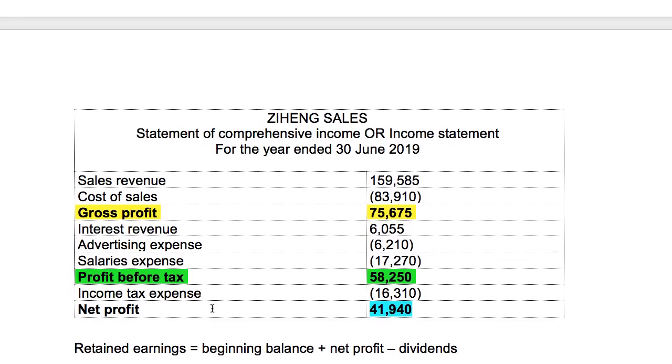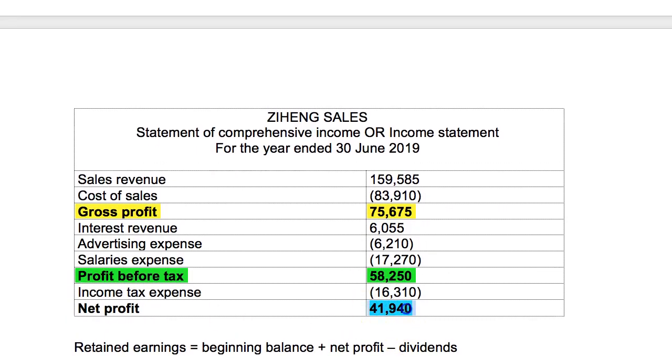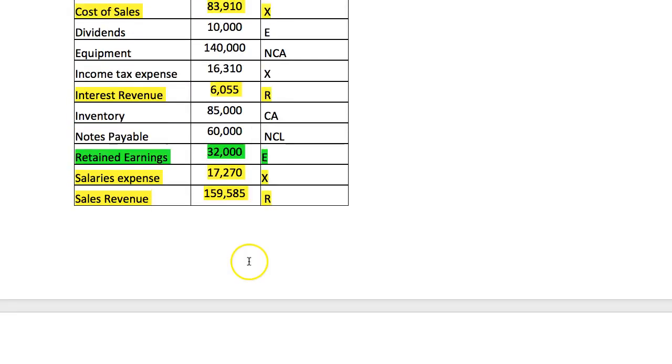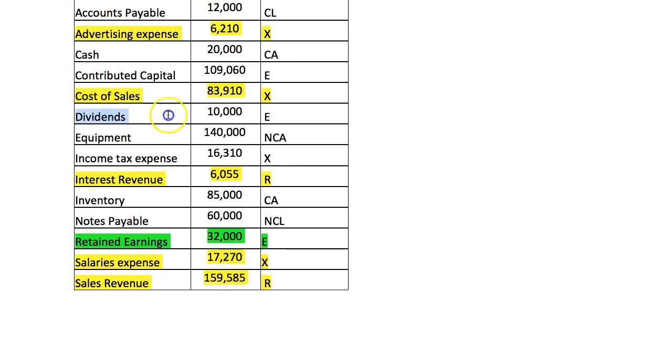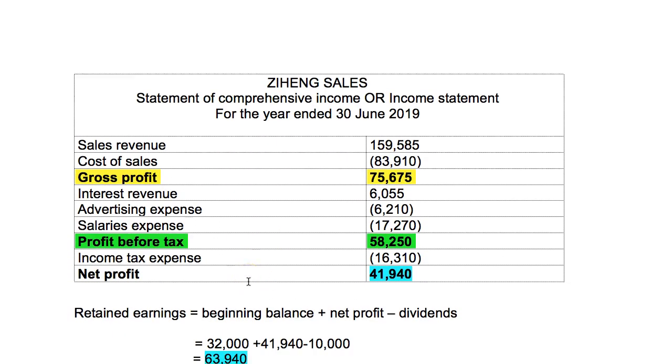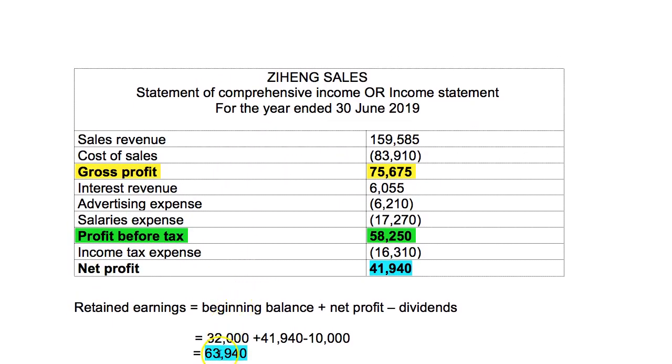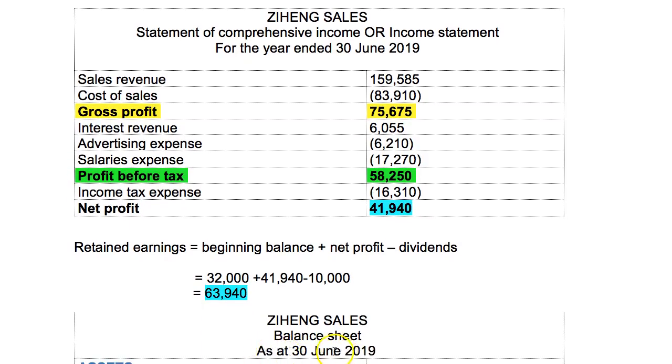What else do we need? We need the net profit, and the net profit is this year's net profit. And we also need the dividends as well. Now, if there's no dividends given to you in the question, then that means dividends is 0. If there's no retained earnings given to you, that must mean it's a brand new business and there hasn't been any profit in the previous years. And so our retained earnings will be $63,940, and this is the ending balance of the retained earnings at the 30th of June.